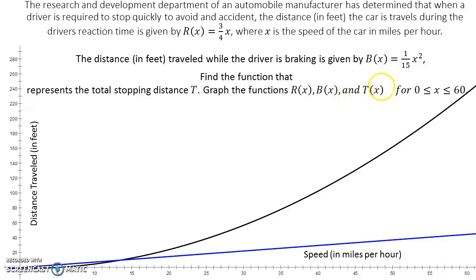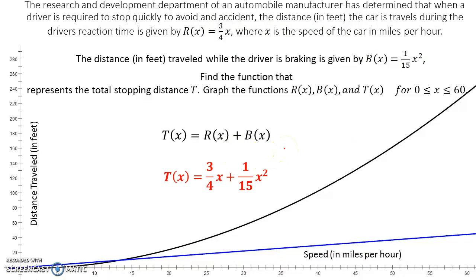To get t of x, we have to do a composition of functions. In this case, just a simple addition of functions. We're going to add this function to this function. So like that. Go ahead and substitute the numbers in. Here is our function. This now is the total stopping distance in feet at a given miles per hour of the car. This term represents, of course, the reaction time. This term represents the braking.